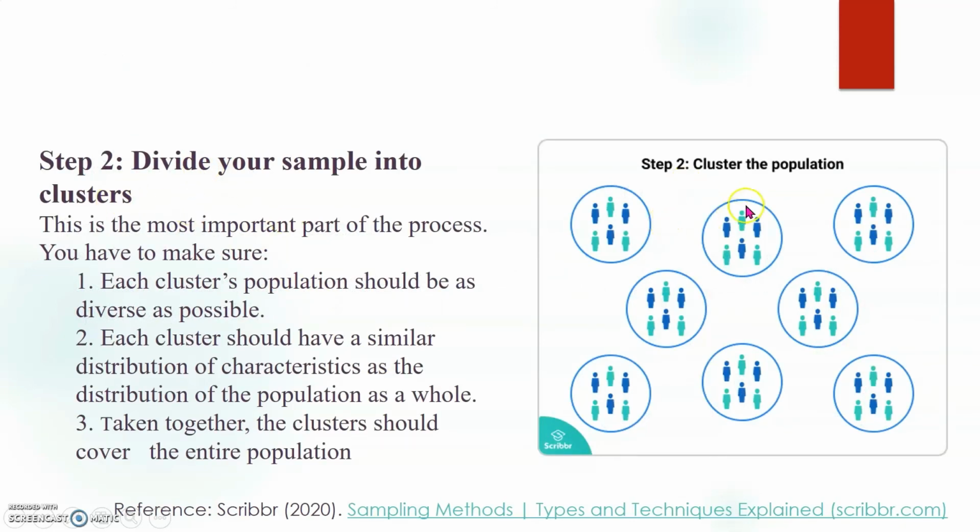So here we have different clusters of population, but we have to make sure that each cluster's population should be as diverse as possible. Next, each cluster should have a similar distribution of characteristics as the distribution of the whole population. And third, taken together, the clusters should cover the entire population. Okay?